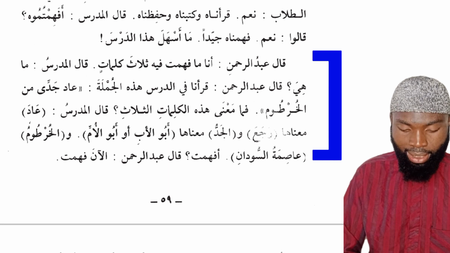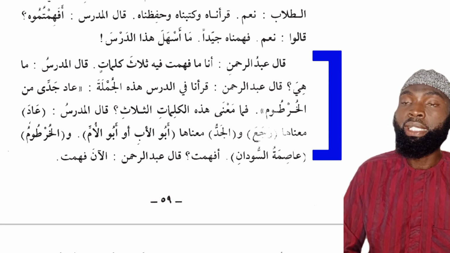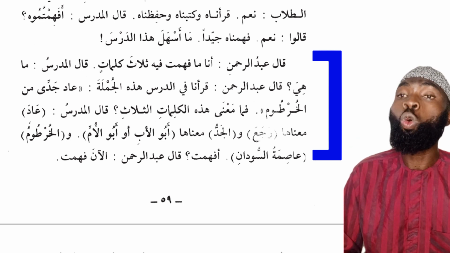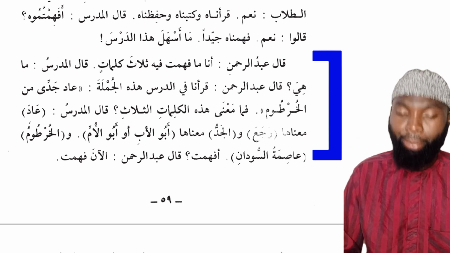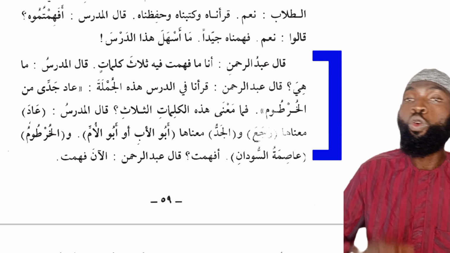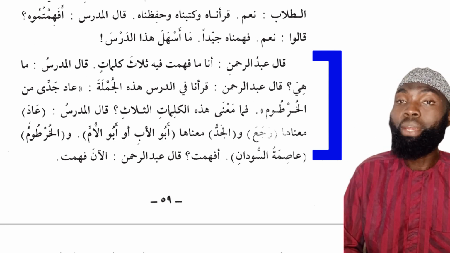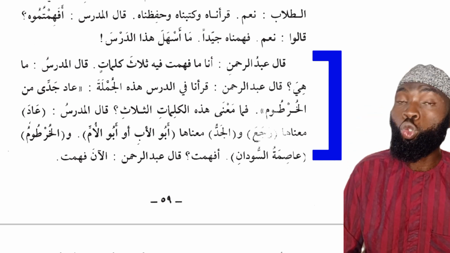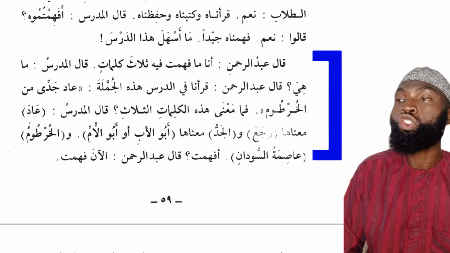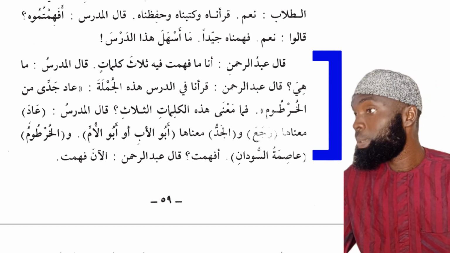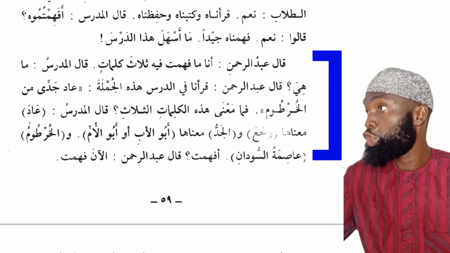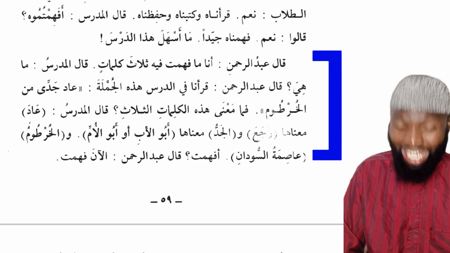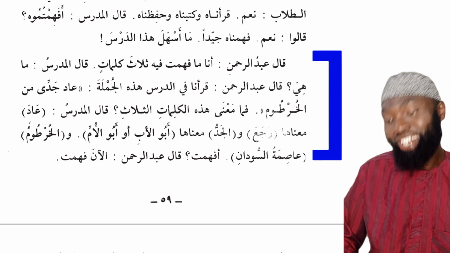قال المدرس, the teacher said, عاد معناها رجع. The word عاد means رجع, which means he returned. والجد, the word الجد means أبو الأب أو أبو الأم. It means the father of the father or the father of the mother. والخرطوم عاصمة السودان. The word خرطوم is the capital of Sudan. أفهمت? Do you understand? قال عبد الرحمن said, الآن فهمت, now I understood.